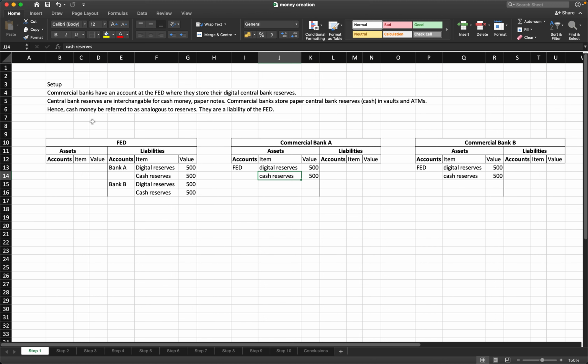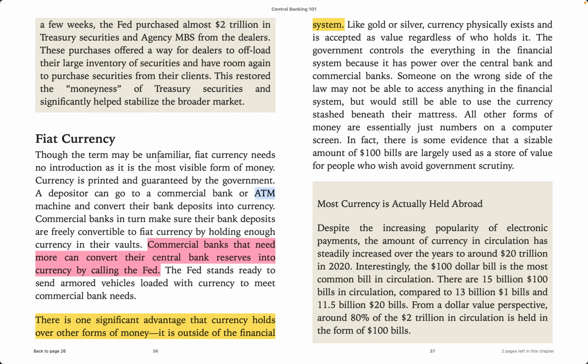The central bank reserves are interchangeable for cash, money, paper, notes. The commercial banks store their paper central bank reserves, the cash, in their vaults or ATMs. Hence, the cash money can be referred to as analogous to reserves. They are a liability of the Fed. If you want more information about this, feel free to read the book Central Banking 101 by Joseph Wang. I've highlighted this sentence: commercial banks can convert their bank reserves into currency by calling the Fed, so they're one-on-one interchangeable.